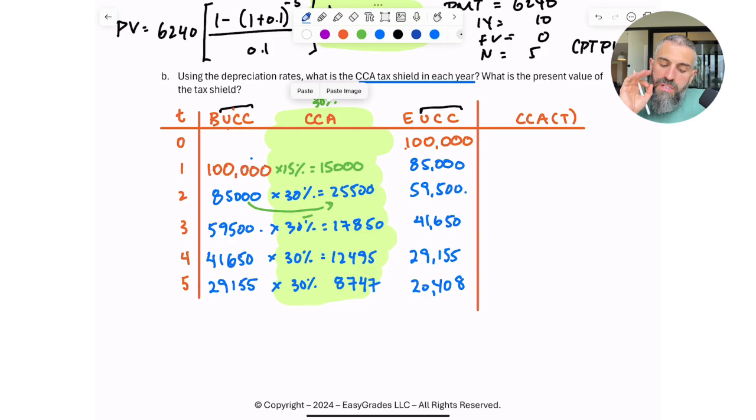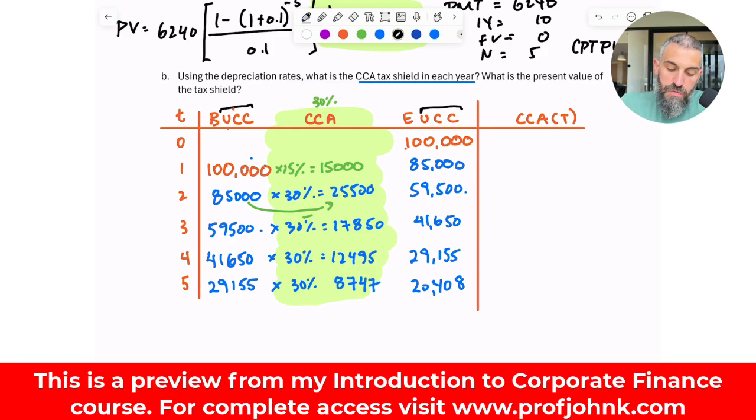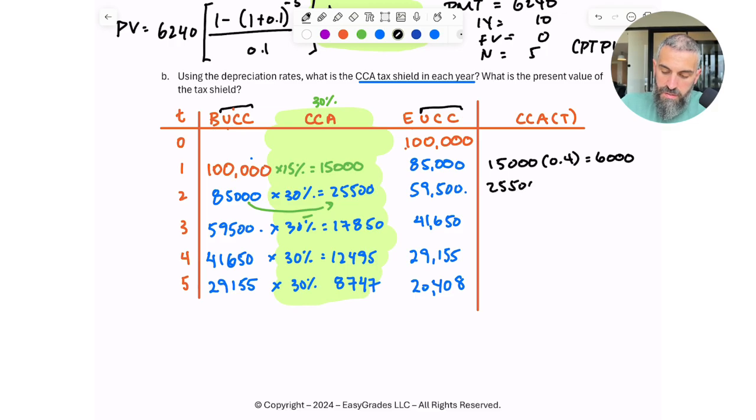Now, the question didn't ask you for the depreciation expense. It asked you for the tax shield, and that's why I added this extra column on the right. If you wanted the tax shield, you would take your depreciation expense and multiply it by your tax rate for each year. So that would be 6,000. This one would be 25,500 times 0.4 is 10,200.